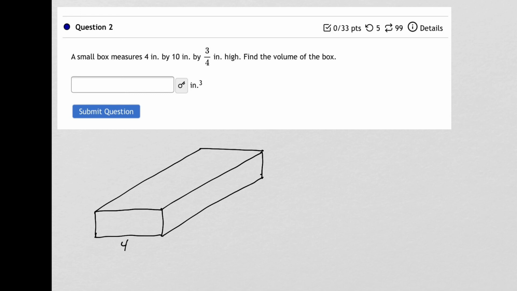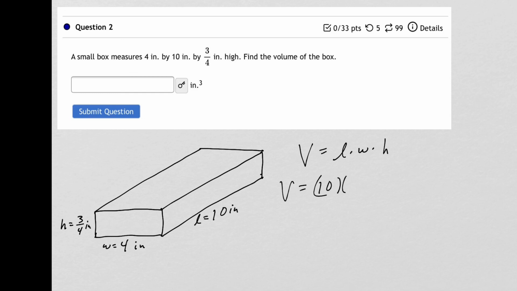So let's say this is 4 inches. This is 10 inches. And then the height is 3/4 inch. So that's clearly the height. It doesn't really matter what we call the length and the width. Let me call this the length and this the width. So remember, the volume of a box, of a rectangular solid, is length times width times height, right? So this is simply going to be 10 times 4 times 3/4.